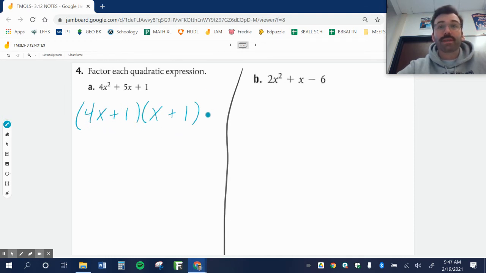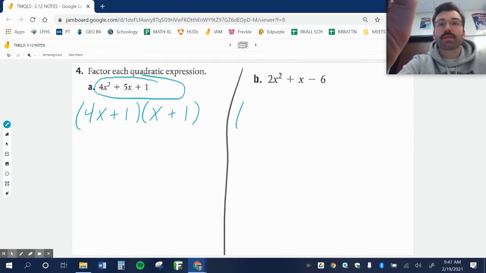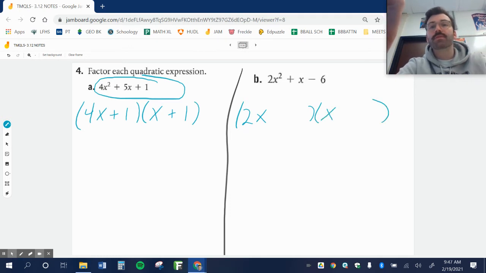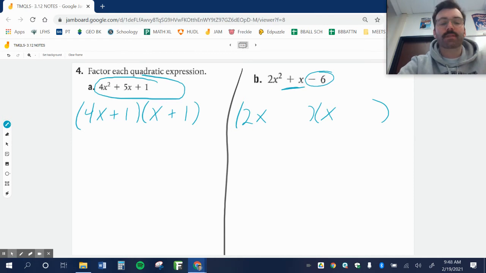If I were to FOIL this out, I will get my original. Okay, let's try this one. 2 is a prime number, so that helps us a lot. Remember, prime means that their only factors are 1 and itself. So that means I have 2x and x. I know that I need to get negative 6 to add to positive 1.